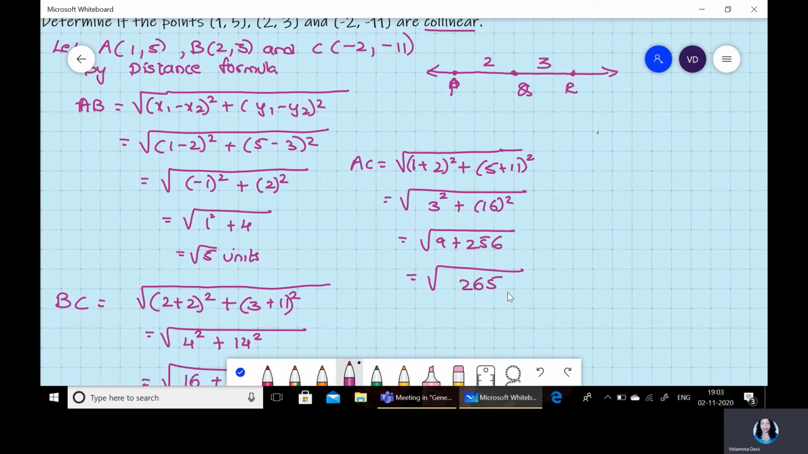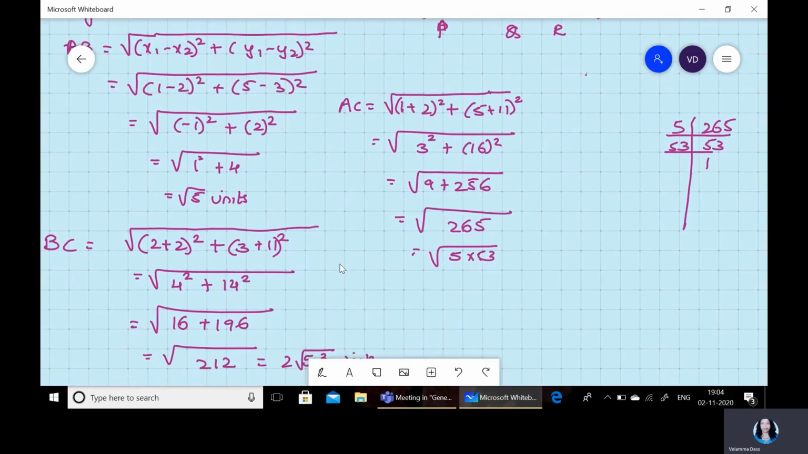So again the question: can we split it? When we try to factorize it, it goes by the 5 table: 5 fives are 25, and 5 threes are 15. We always try to write in the simplified form. Here we cannot do anything, so rather just write 5 into 53. So when I want to compare, how do we understand which is smallest, because these are all under root?